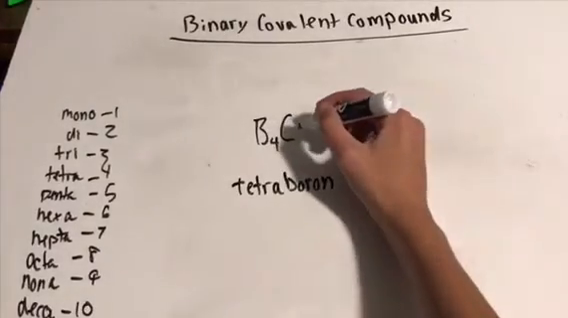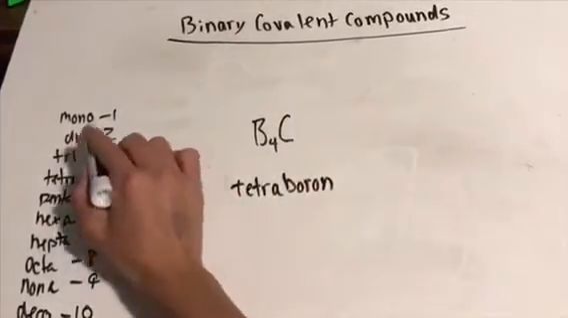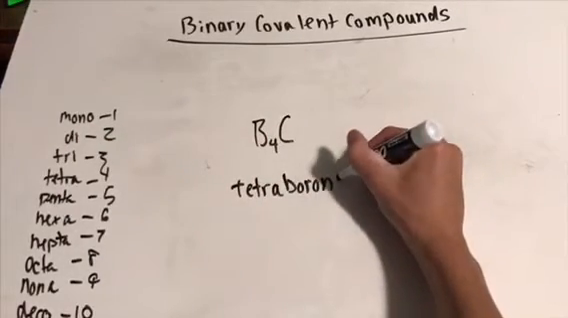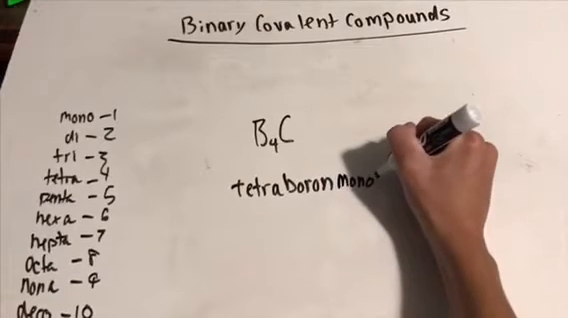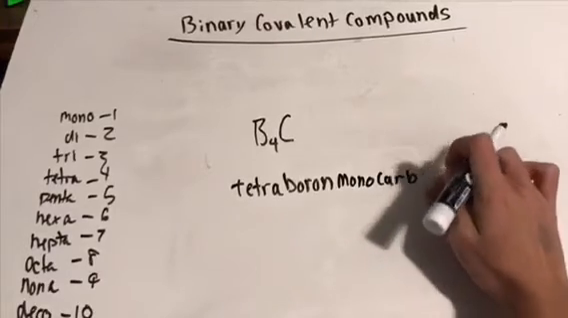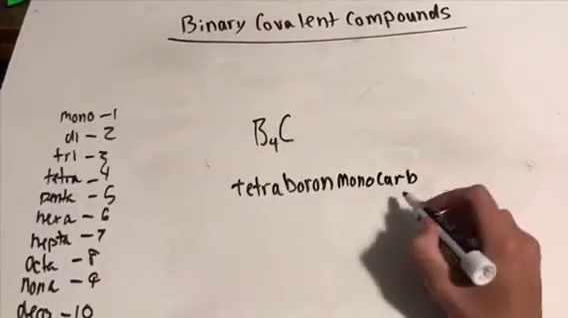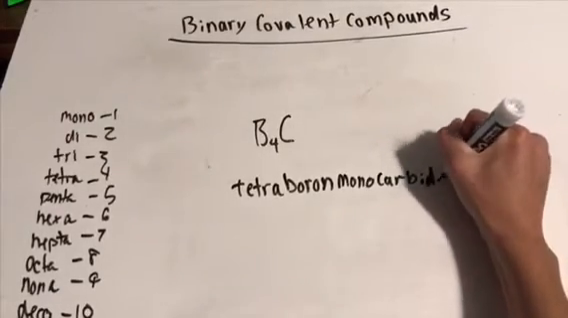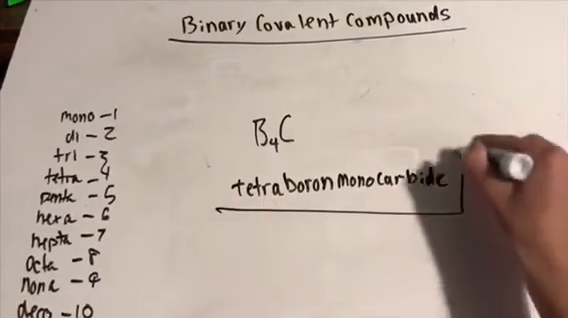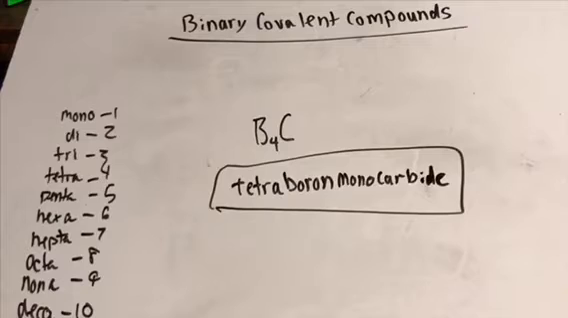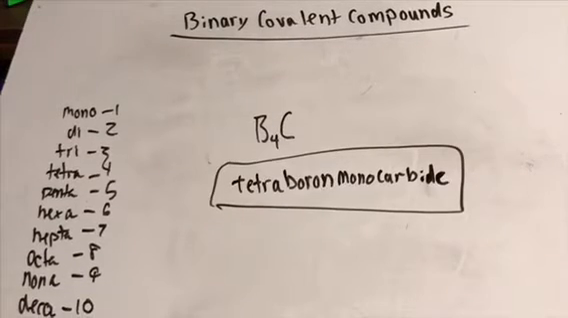Now, how many carbons are there for this next one? Oh, there's 1. 1 is mono. So after tetraboron, you write mono carbon. Oh, excuse me, I almost forgot. It's carbide, not carbon. You'd write carbide because you need the "ide" ending. Tetraboron monocarbide. That is your compound. And that is how you name binary covalent compounds.